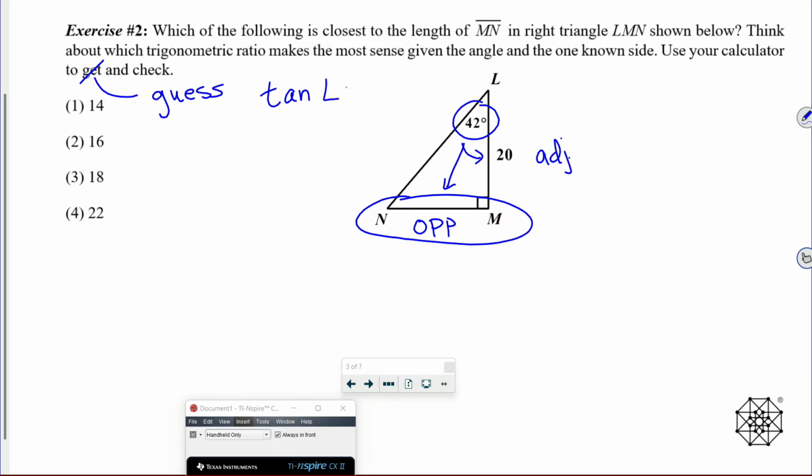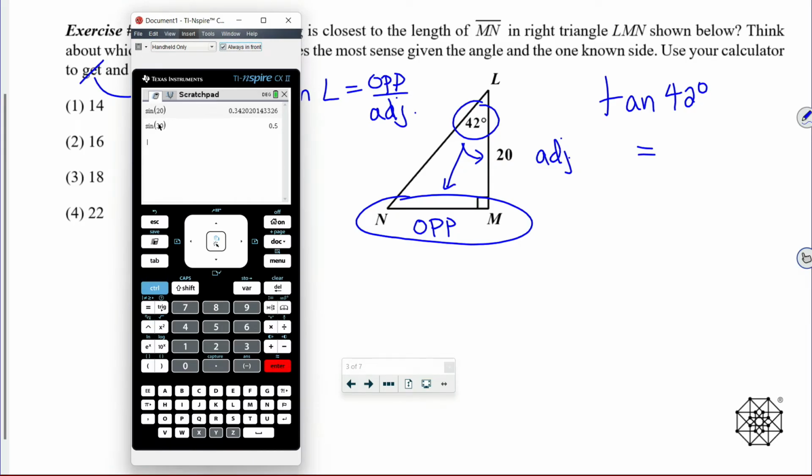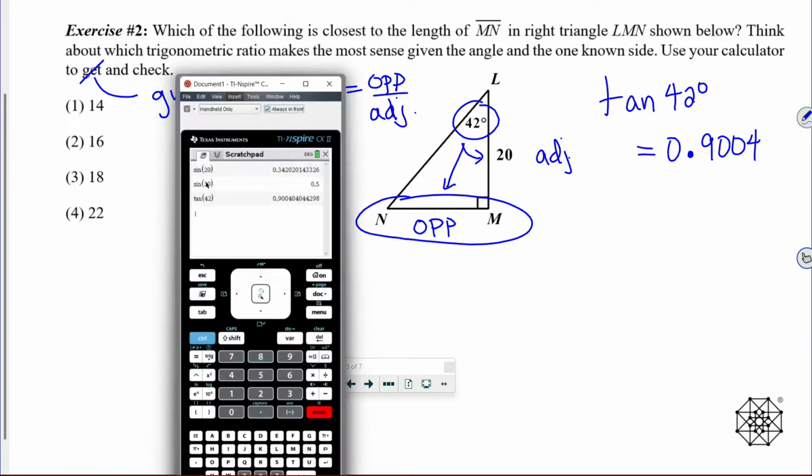The tangent of L will be opposite over adjacent. So let's take our calculator out and ask it what the tangent of 42 degrees is. That's simple enough. Let's do trig. We go over to tangent, and we ask it for the tangent of 42 degrees. That's a pretty nice value. That's 0.9004. Maybe I'll just stop it right there.